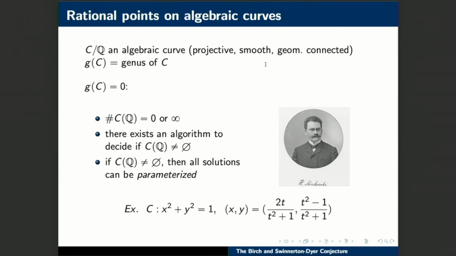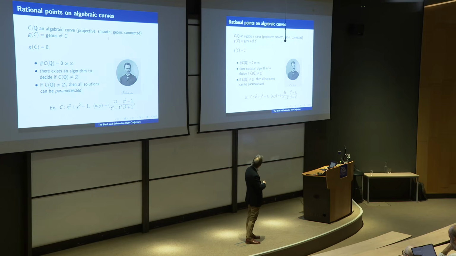And so here's the simple example for the case of the circle. All the rational points on the circle can be parameterized as written, where t runs through the rational numbers, and this will run through all the rational points on the circle. You have to make sense of maybe t equals infinity to get one of those points. All right. That's very special to the genus 0 case.